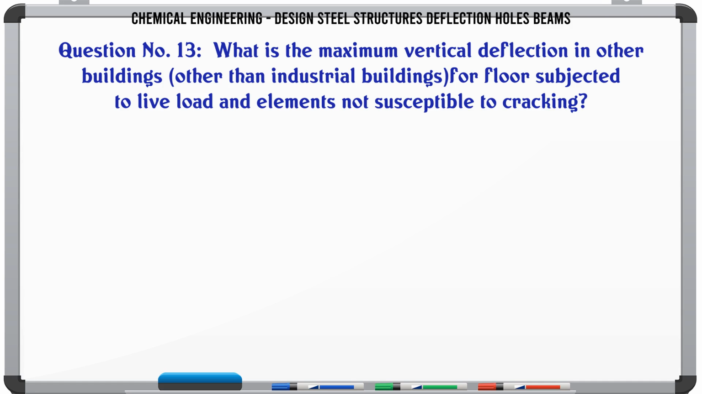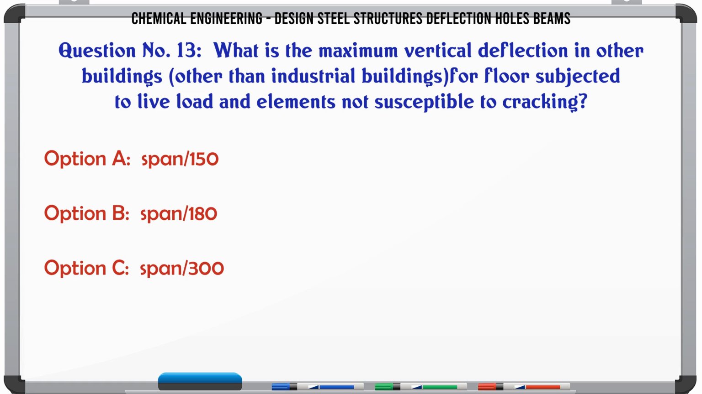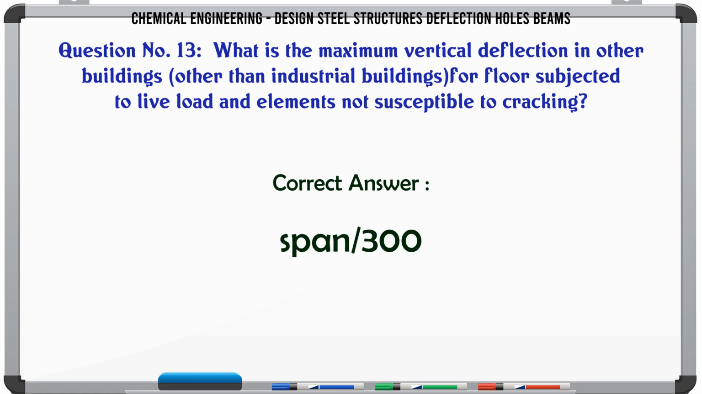What is the maximum vertical deflection in other buildings other than industrial buildings for floor subjected to live load and elements not susceptible to cracking? A. Span 150. B. Span 180. C. Span 300. D. Span 100. The correct answer is span 300.